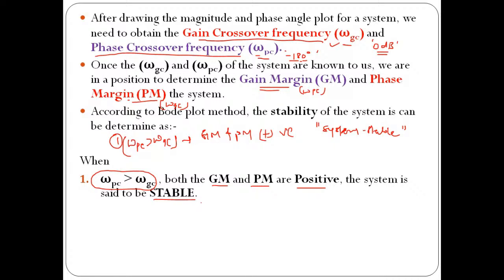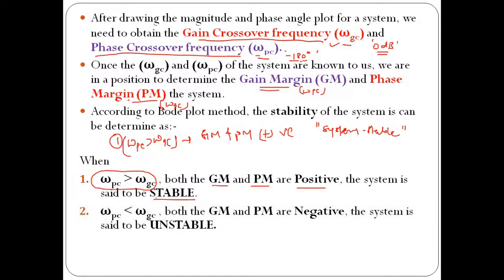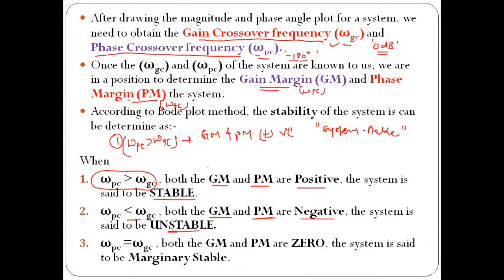Second thing is that if the value of omega GC is more than omega PC, both gain margin and phase margin are going to be negative and the system is said to be unstable. And case number three, when both omega GC and omega PC are nothing but same, in this case gain margin and phase margins are going to be zero. And we can say that the system is marginally stable. This is very important. So please note down these three cases where we can have the flexibility to make a comment on system stability just by calculating the value of gain crossover frequency and phase crossover frequency.